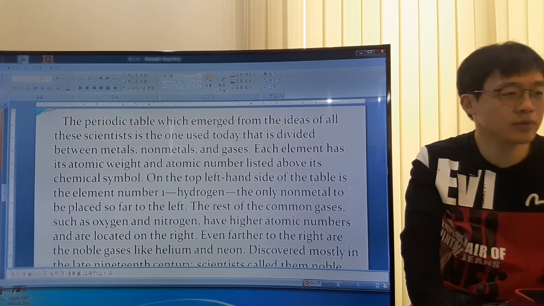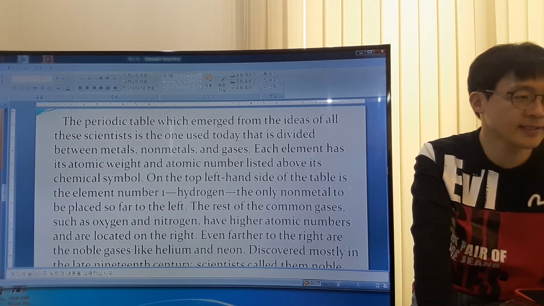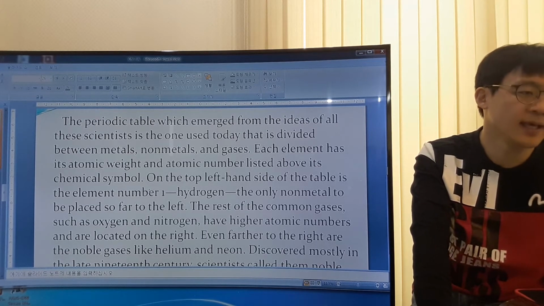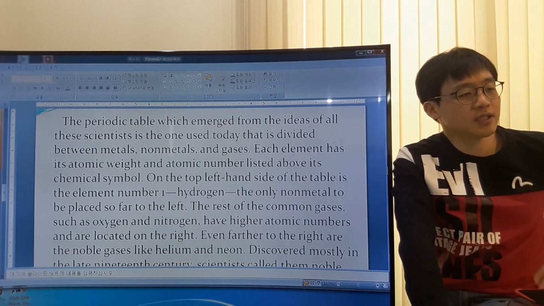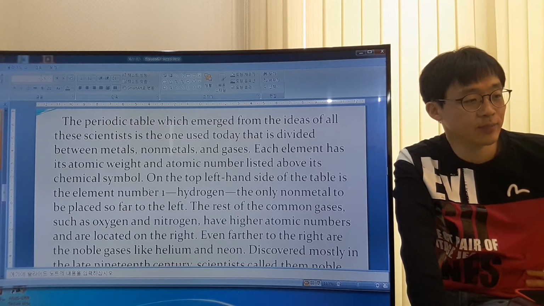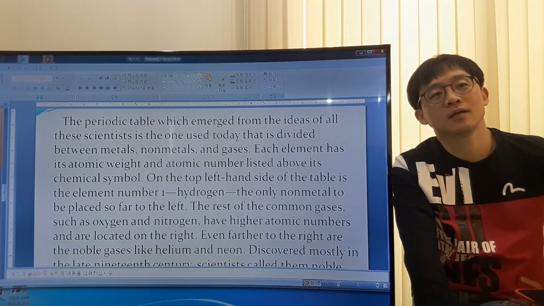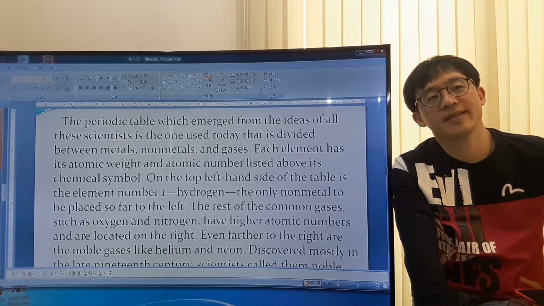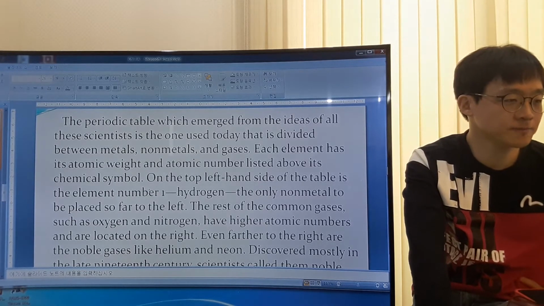The periodic table, which came out from the ideas of all these scientists, is the one used today, which is divided between metals, non-metals, and gases. Each element has its atomic weight and the atomic number listed above its chemical symbol. What does symbol mean? Symbol means a shape or a sign, a design that means something. You understand?